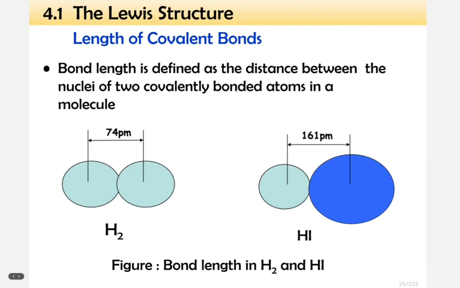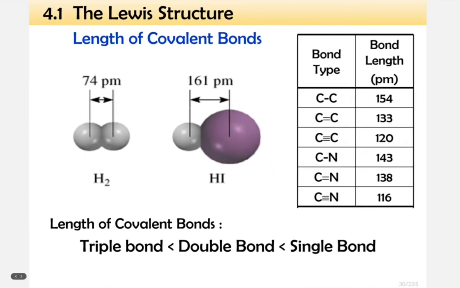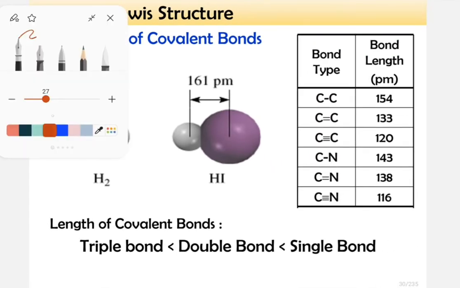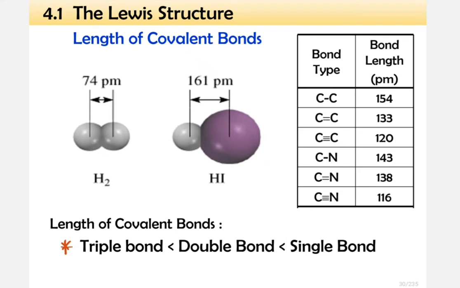Okay, saya nak cover sini sikit sebab tak sempat nak explain dalam kelas previous tadi. Untuk yang ini, length of covalent bonds, sedikit sahaja yang saya nak awak faham. Bond length is defined as the distance between the nuclei of two covalently bonded atoms. So, the most important thing that you have to understand is this: triple bond is shorter than double bond, shorter than single bond.